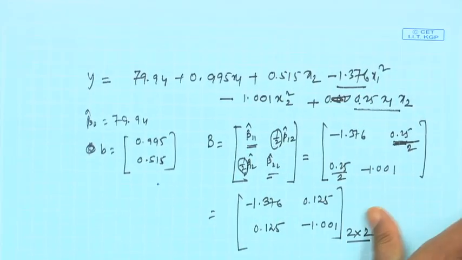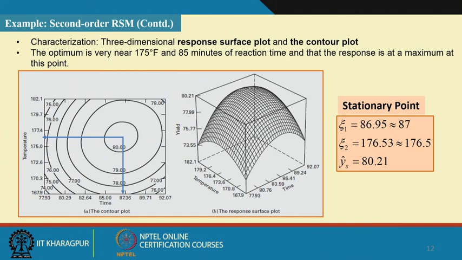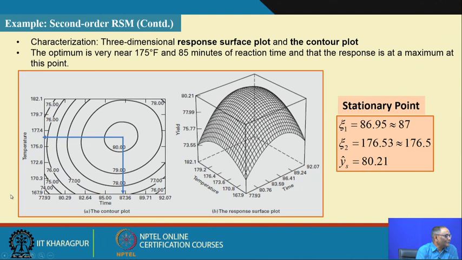So, let us now analyze this response surface using the method known as canonical analysis. First, you see the contour plot. If you see the contour plot, you are getting it like this, and here is the stationary point. If you project across this axis, that is time, and this axis, temperature, you find that the value for time is around 87 and the value for temperature is around 176.5, and at this point the value of the stationary yield is 80.21.